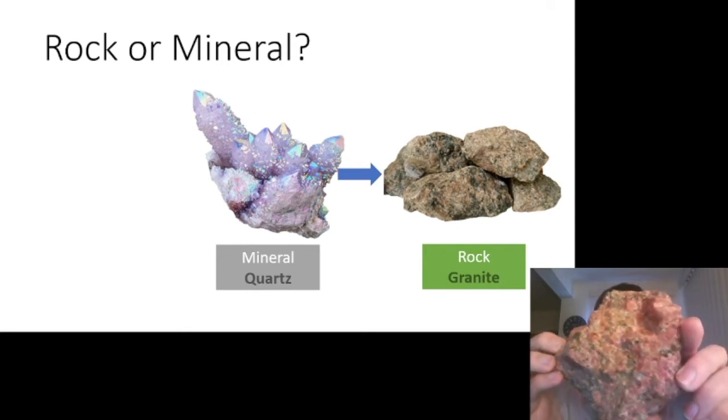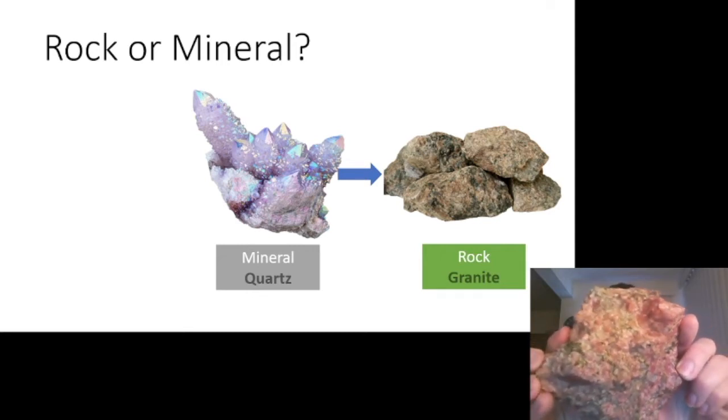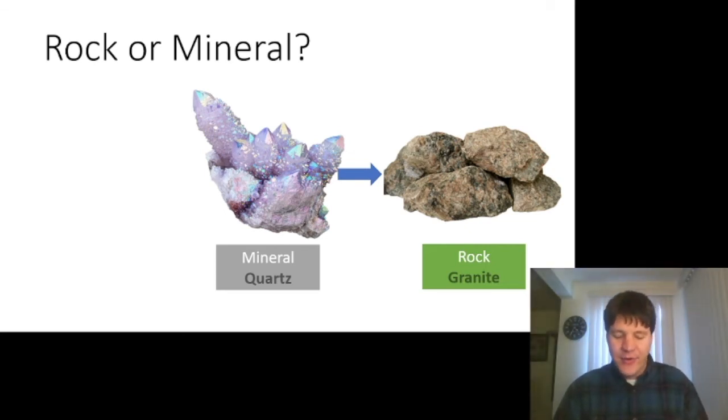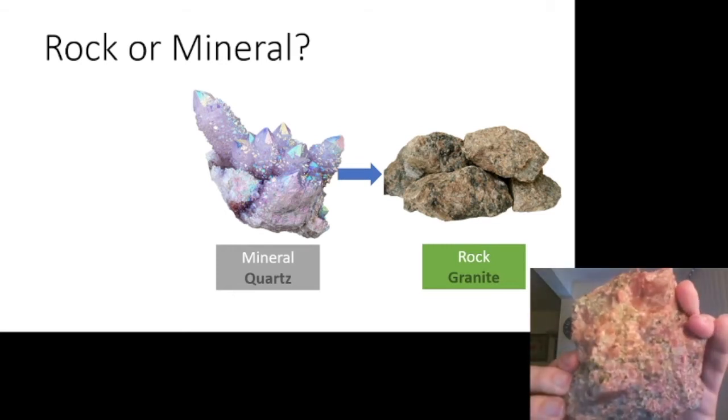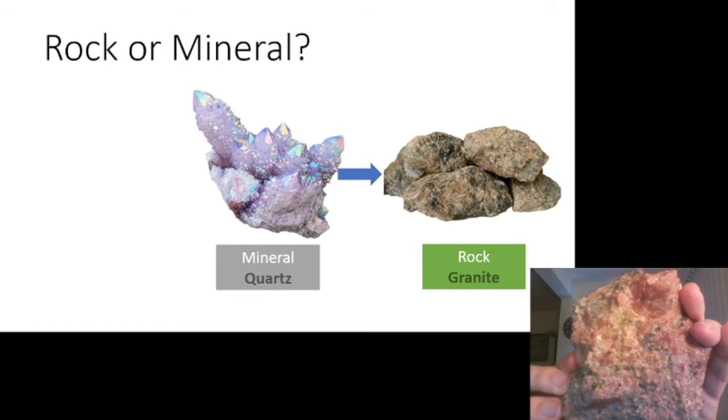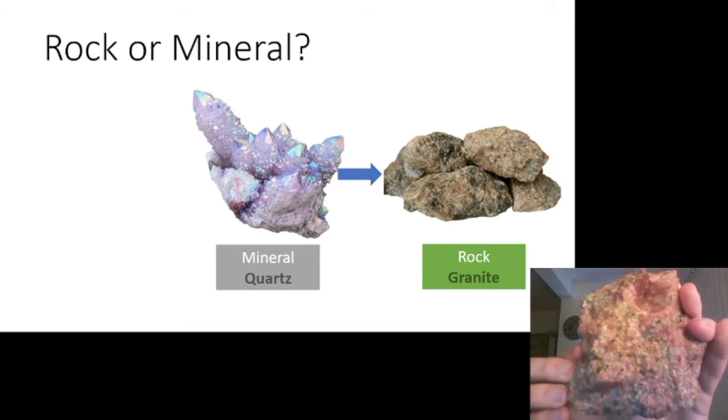And as you notice, as I kind of turned it around, there's a lot of different colors within it. So rocks, again, are just a bunch of minerals all combined together. Going back to this particular rock, you notice that there's some orange, some black, and also some kind of light or clear colored material. So those are all different minerals.